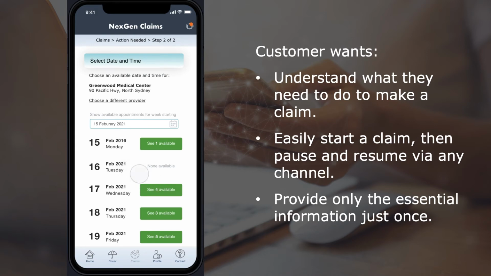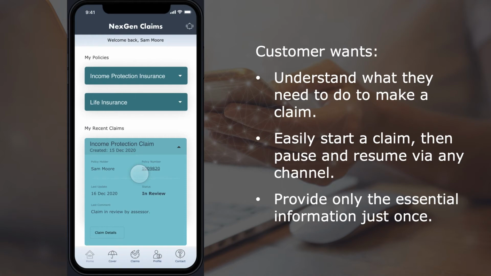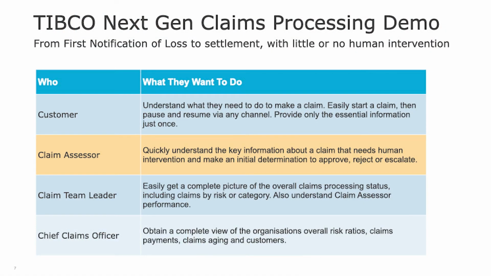Now once we're done, the claim will go into review. And here I'm going to switch across to my next user, the Claims Assessor. Now of course the whole purpose of an automated claims processing solution is that all the low risk claims will go to straight through processing. Really, we want to cut down the number of claims that are going to a claims assessor, and they should only have to deal with the ones that need human intervention.